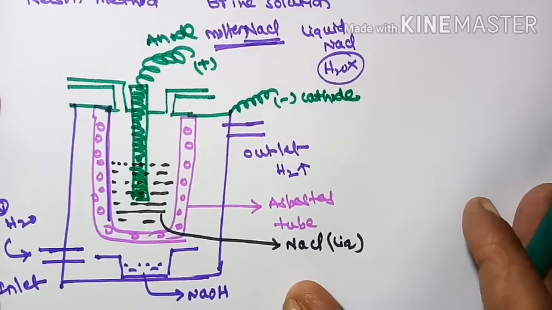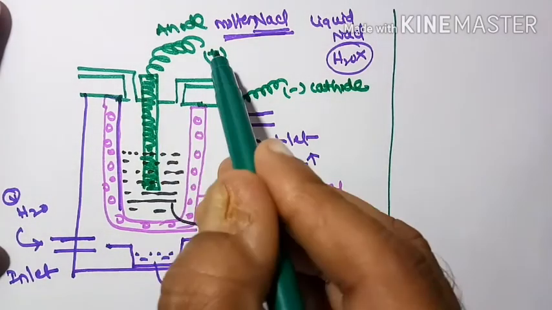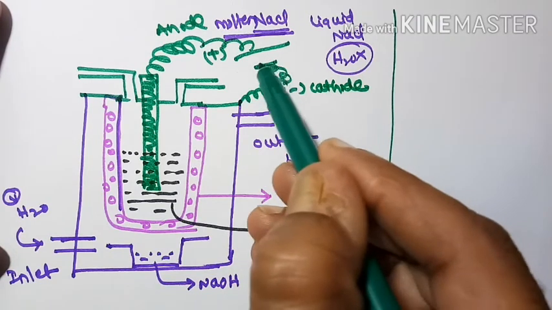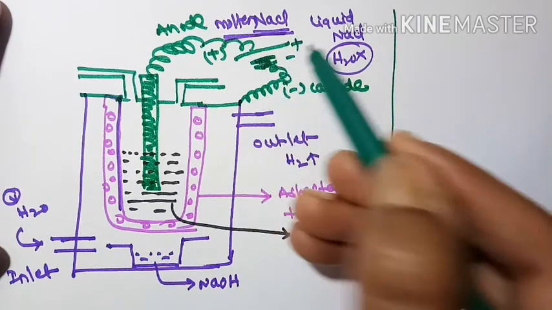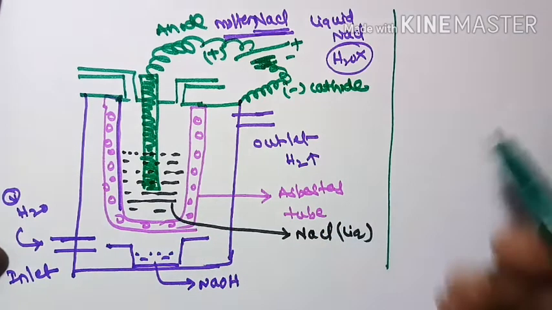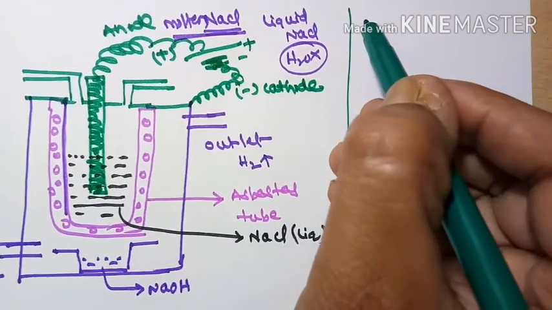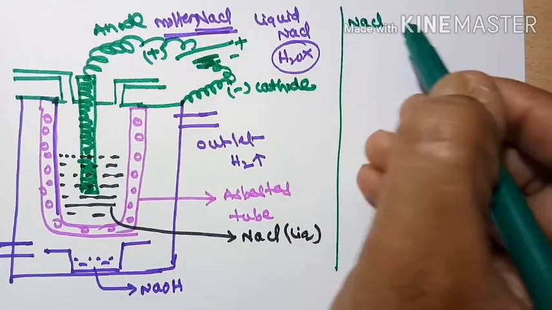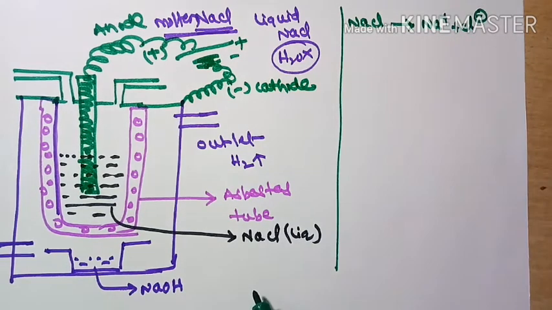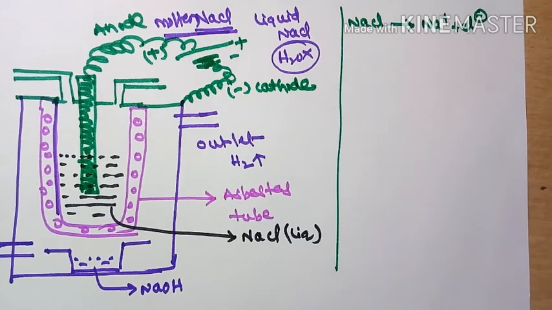Now let me discuss how we prepare. Whenever this anode and cathode are connected to the battery, what will happen? Current is passed through this NaCl liquid. Whenever current is passed through the NaCl liquid, it is ionized. NaCl is ionized to Na+ and Cl- ions. Cl- ions have which charge? Negative charge.